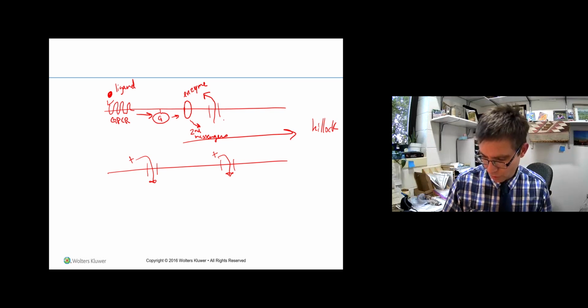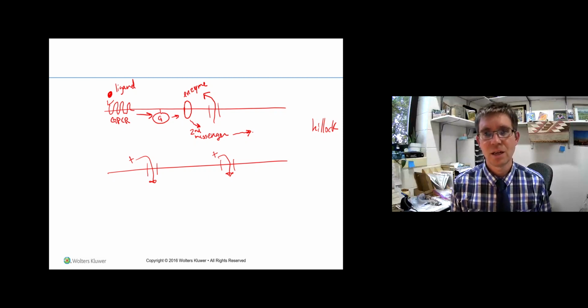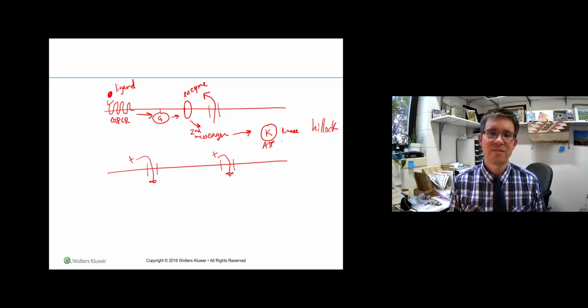I'm going to have to introduce to you now something called a kinase. A second messenger is a small molecule, and it carries a message. That's why it's called a second messenger. It can activate other proteins that do things. And one of the proteins that it can activate is called a kinase. A kinase's job is to use ATP to add a phosphate to other proteins.